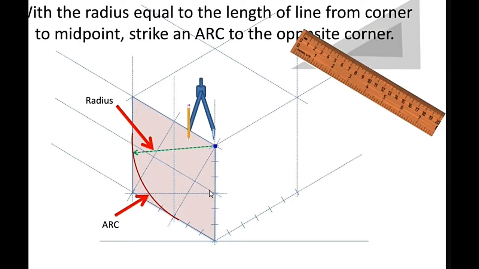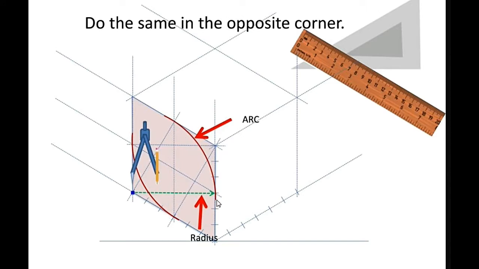Ilang arc bang i-construct natin? Apat. Apat lahat na arc yan. So ito yung unang arc. Yung pivot ng compass ay galing dito. Pangalawang arc. Ito yung mga long arc. Dito naman yung maliit na arc. Which is ang center niya ay dito. Ganun din dito sa kabila. Dito rin ang center.